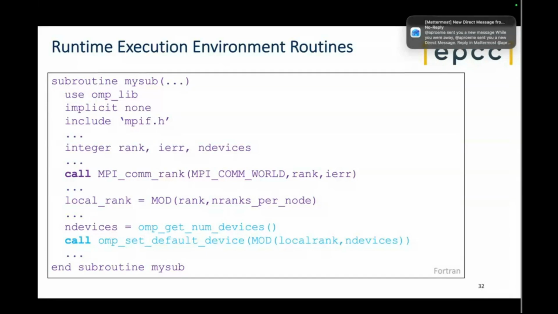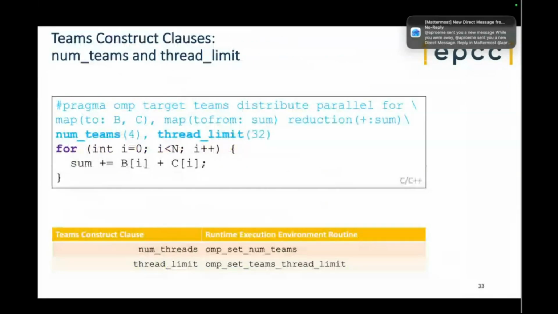And this is some example in Fortran. One way to control the number of teams and limits on the number of threads is by using the num_teams clause. So you can tell it exactly how many teams you want, which means you can tune it to whatever hardware you have. And you can also set a maximum number of threads. Essentially, you can control how big those teams are.